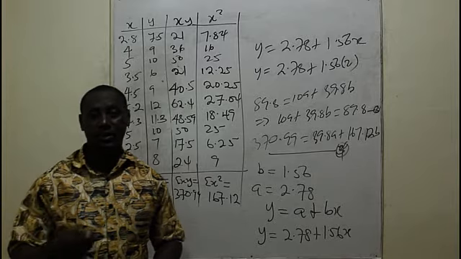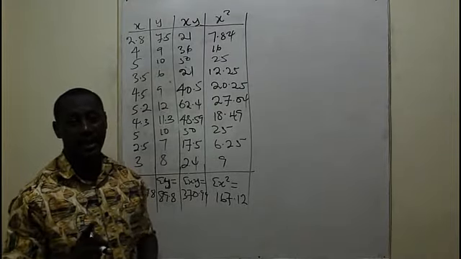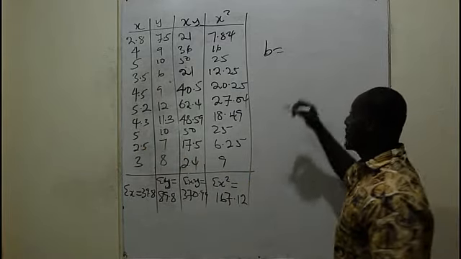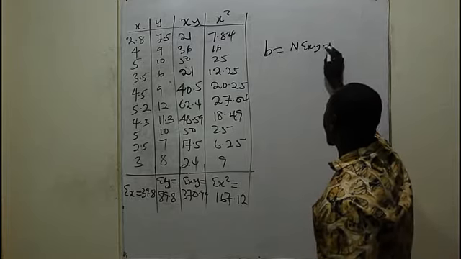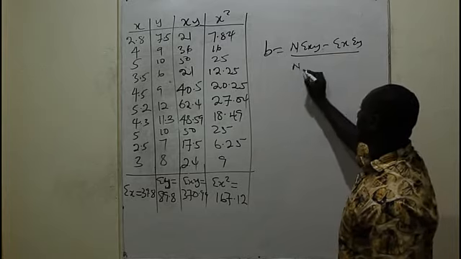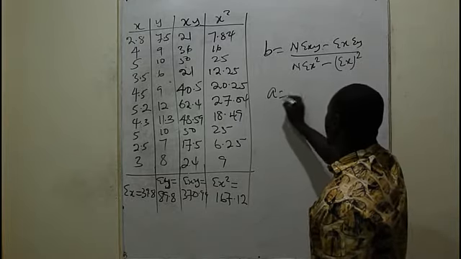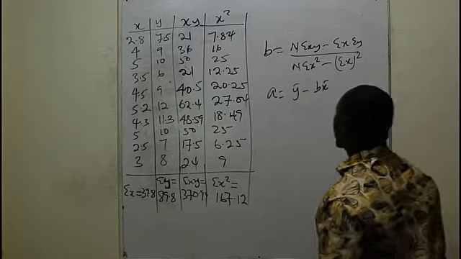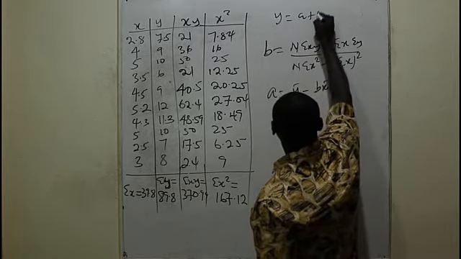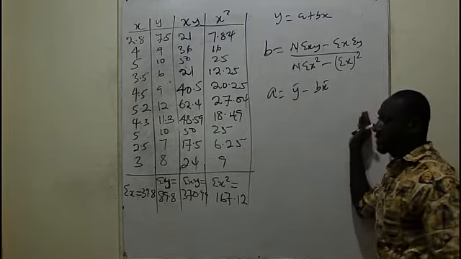Now, there's another way we can do that, and I'm going to give it to you now. Remember we said earlier that when we manipulated the two normal equations, b is equal to n times summation of xy minus summation of x times summation of y, divided by n times summation of x squared minus summation of x all squared. And we also said that a is equal to y bar minus b times x bar, because we have an equation equal to a plus bx. So instead of using the two normal equations, I can go this way to get the answer.